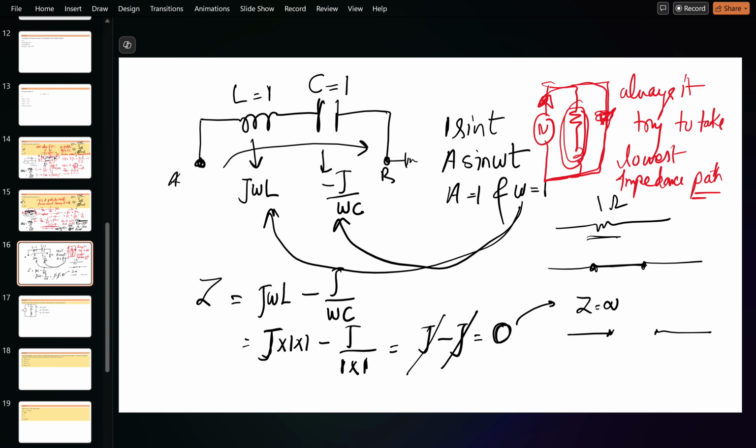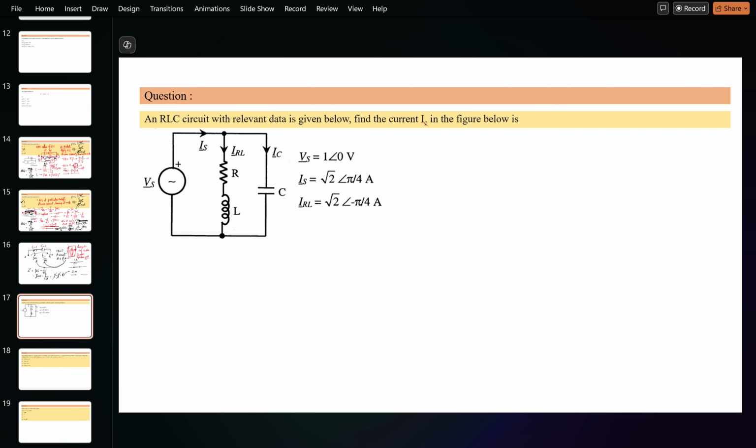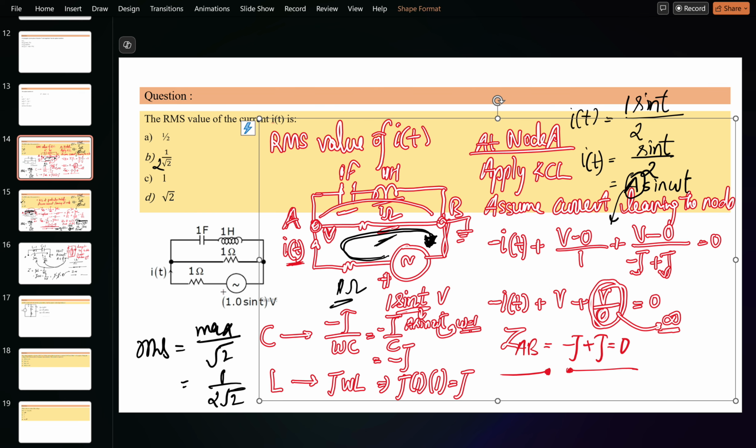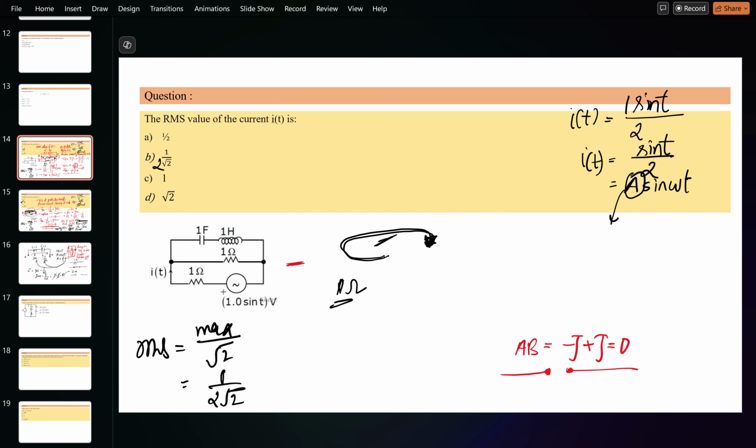So let's move to the next problem. So this is the next problem before you. Yeah, in general, current source will be open circuited and voltage source will be short circuited, sir. No, the demand for this question is like this. Suppose this was a question. The question was asking what is the RMS value of current. No, sir, here, I'm asking generally.